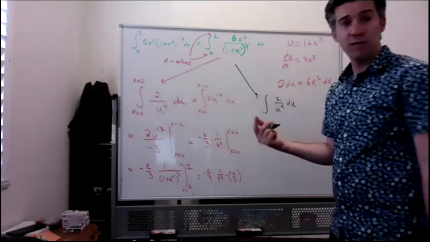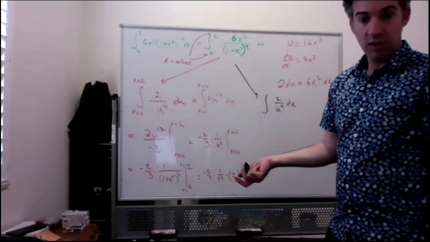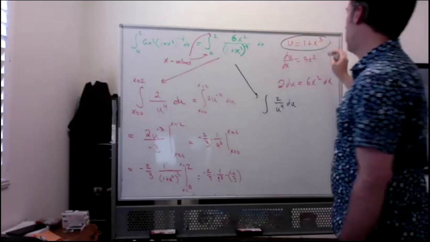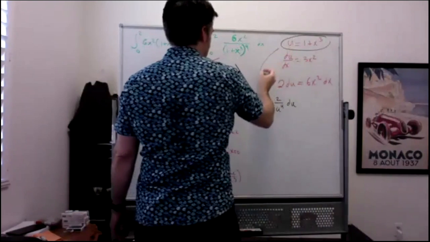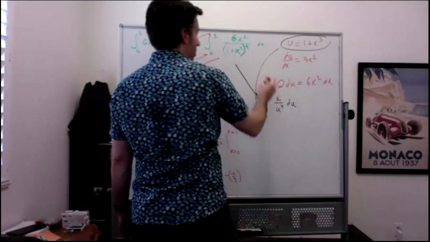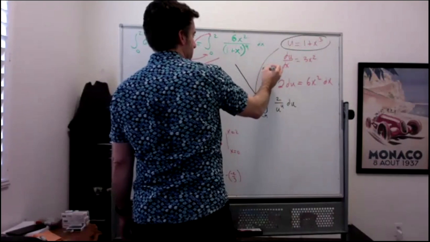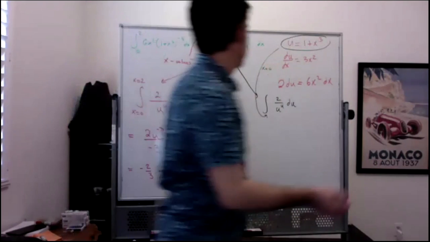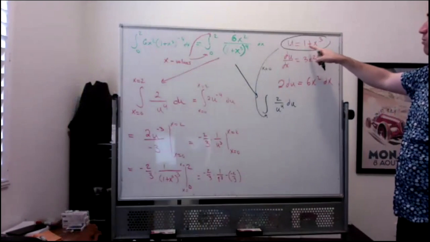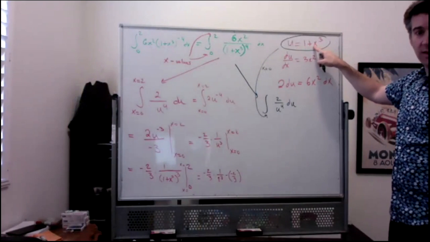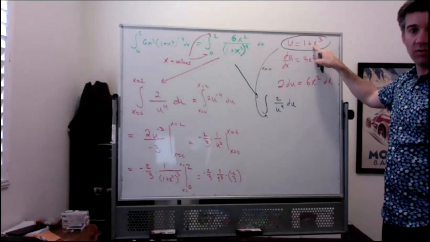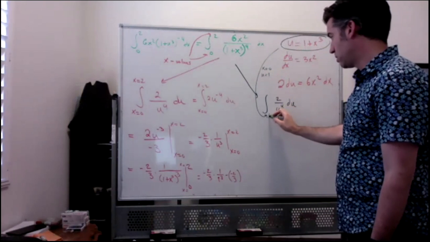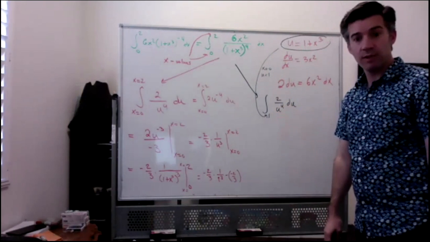But now I'm going to change my limits of integration. I'm going to use this equation and say, all right, I know the lower limit was x equal to 0. If x is equal to 0 and u is equal to 1 plus x cubed, then u is equal to 1 plus 0 cubed, which is just 1. So the lower limit is u equal to 1.